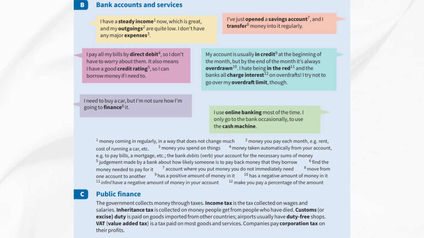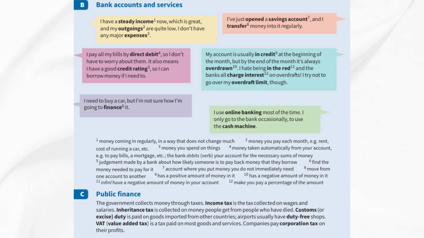A third person explains, I pay all my bills by direct debit. This means money is taken automatically from my account to pay bills, and the bank debits my account for the necessary sums. This means I have a good credit rating, which is a judgment made by a bank about how likely someone is to pay back money they borrow. So I can borrow money if I need to.